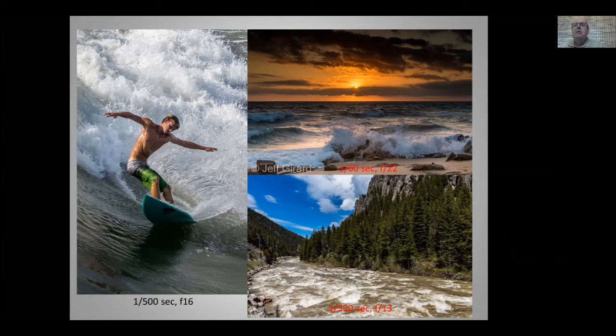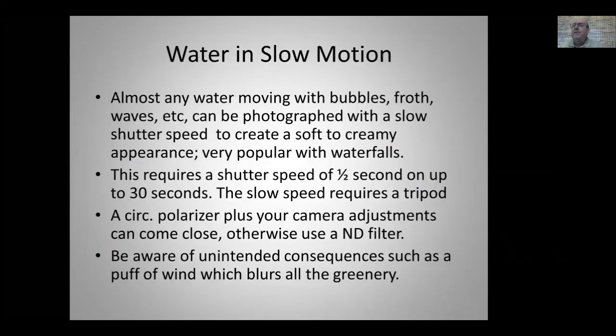Slow-mo, it's just the reverse. Anything that water moves, that's got bubbles, froth, waves, you name it, can be photographed with a slow shutter speed to create a soft to creamy appearance. Really popular with waterfalls. This is what lots of people want to do. Not that hard. You need a shutter speed of around a half second up to whatever, 30.